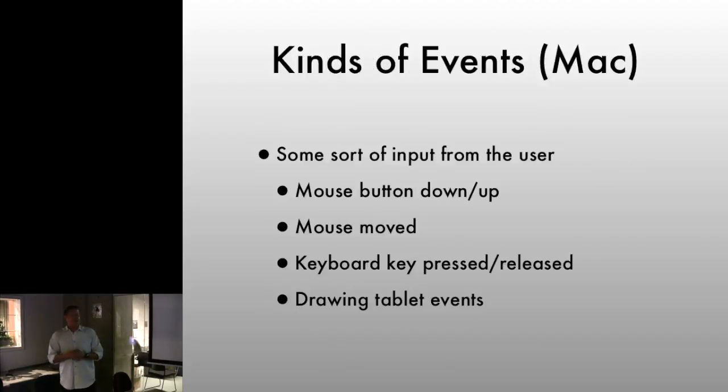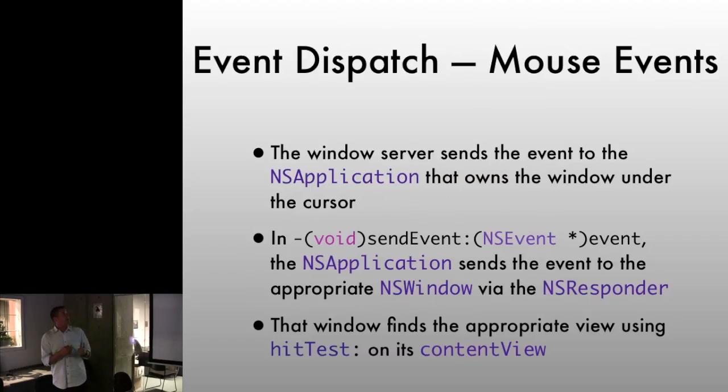Some of the kinds of events that you get on the Mac on OS X are the mouse button being pressed or dragged or coming up, the mouse being moved, the keyboard being pressed, input tablets. The Magic Mouse has trackpad support. So there's a lot of different types of events that can come in that are special for OS X, for Mac as opposed to iOS.